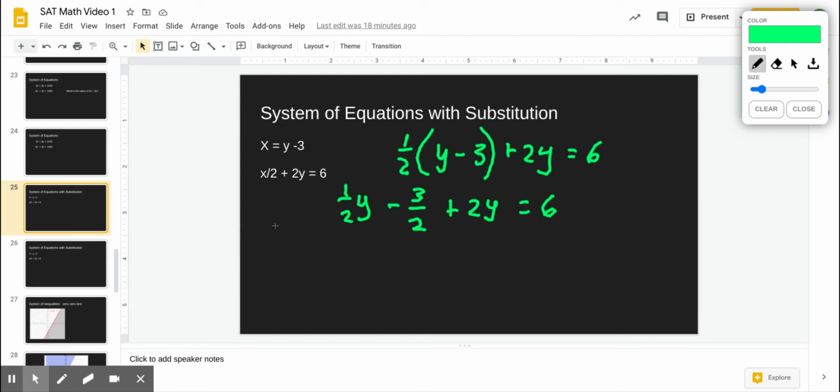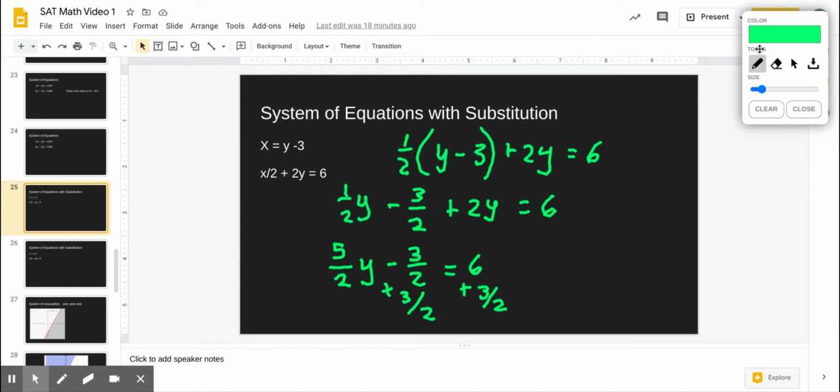Now we got to combine like terms. So a half y plus 2y is 1.5y, and 1.5y is just 5 over 2 y. And just get used to doing improper fractions. So it's 5 over 2 y minus 3 over 2 equals 6. And then we're going to add 3 over 2 on both sides. We're adding 3 over 2. We get this complex fraction. And 6 plus 3 over 2 is 6 and 3 over 2.